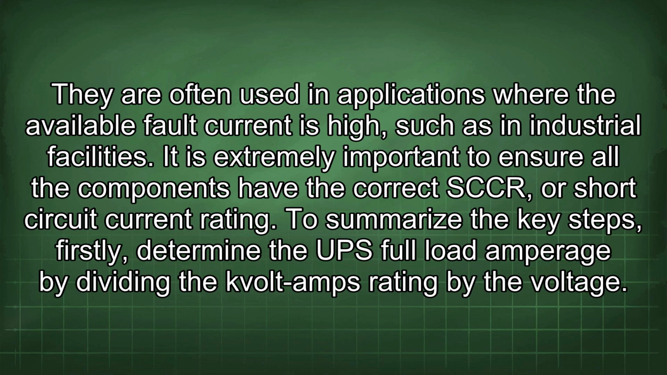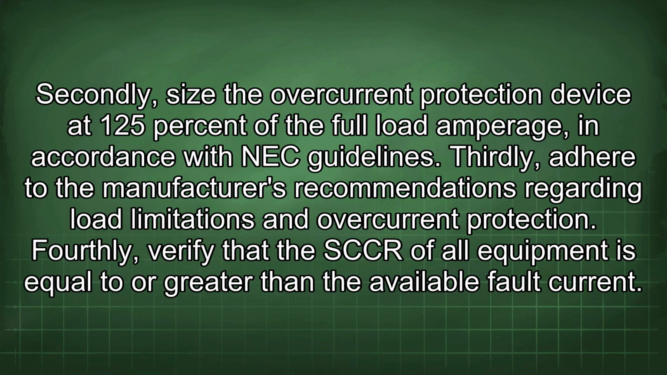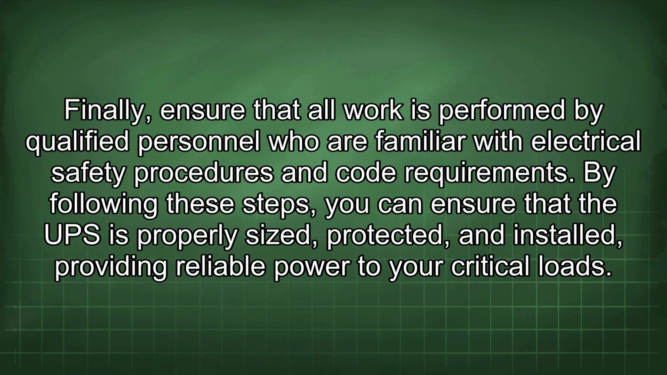To summarize the key steps, firstly, determine the UPS full load amperage by dividing the kilovolt-amps rating by the voltage. Secondly, size the overcurrent protection device at 125% of the full load amperage, in accordance with NEC guidelines. Thirdly, adhere to the manufacturer's recommendations regarding load limitations and overcurrent protection. Fourthly, verify that the SCCR of all equipment is equal to or greater than the available fault current. Finally, ensure that all work is performed by qualified personnel who are familiar with electrical safety procedures and code requirements.